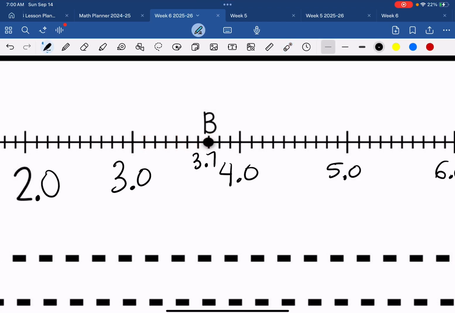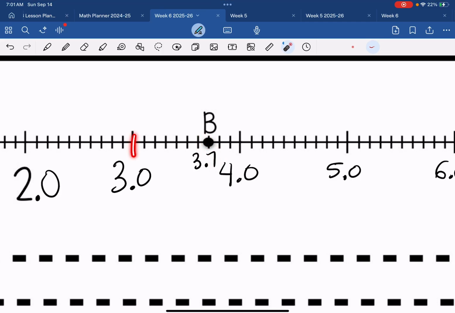3.7, right? So all of this belongs to the 3 in the ones place, and all we're moving is the tenths. So if it was right here, it would be 3.1 or 3 and 1/10. If it was here, 3 and 2/10. If it was here, it would be 3 and 3/10. If it was right here, it would be 3 and 4/10. Here, 3 and 5/10. Here, 3 and 6/10. Here, 3 and 7/10. Right?